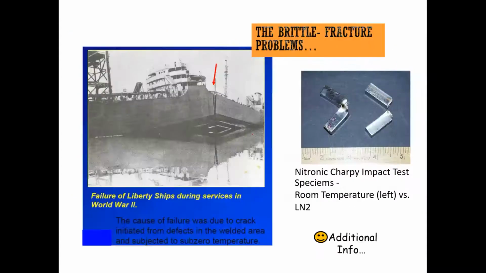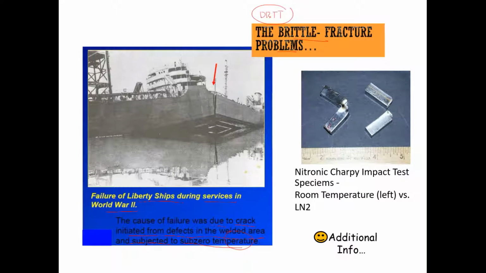Let us look at some of the failures related to this brittle fracture problem, which relates to our DBTT phenomenon. In an early lecture, I gave you some examples of failures, such as the Liberty ships during service in World War II. The cause of failure was cracks initiated from defects in the welded area and subjected to sub-zero temperature, because it's subjected to different temperatures. So it's related to our DBTT phenomenon.